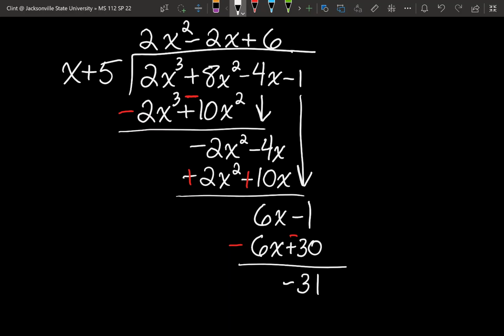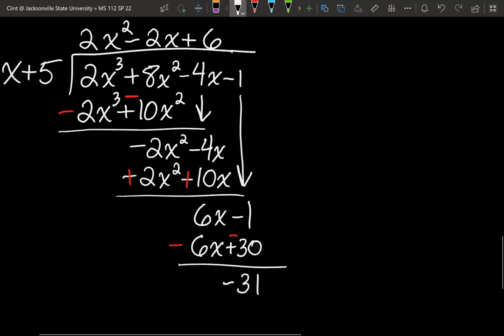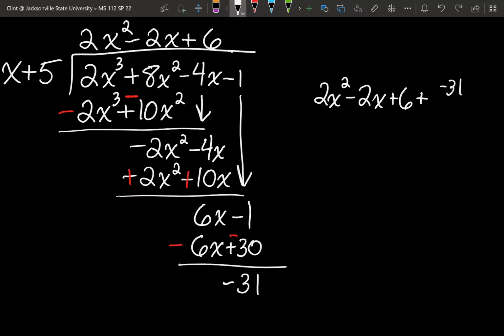And that's going to be our remainder, because here this is degree 0. We don't have an x. Our divisor was degree 1, so since this degree is smaller, we're finished. So depending on how it wants to answer, either our quotient is 2x squared minus 2x plus 6, and our remainder is negative 31. Or we could write it 2x squared minus 2x plus 6 plus negative 31 over our divisor, which was x plus 5.